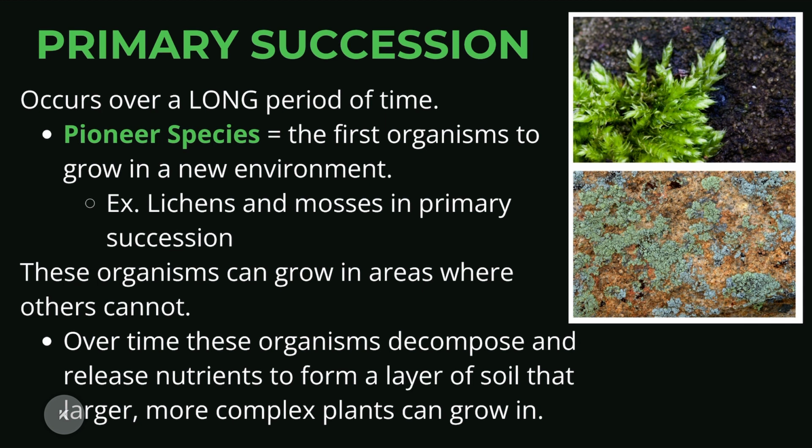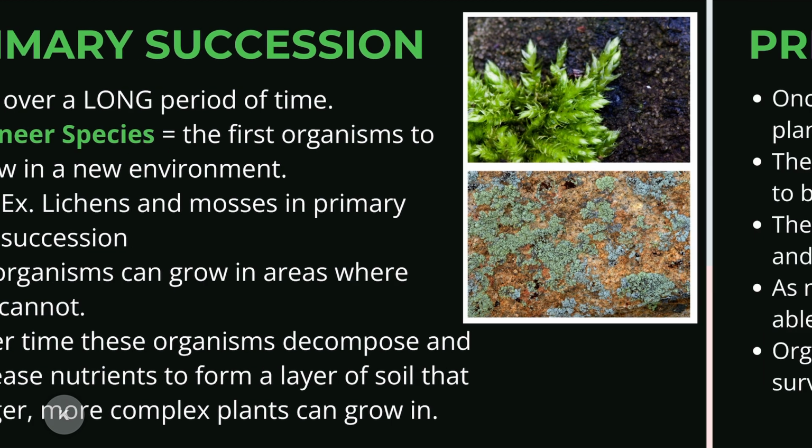Over time, the organisms are going to die and decompose, and they're going to release nutrients to form a layer of soil that's going to get larger and larger so that more complex plants can grow in it. But because these organisms are so small, lichens and mosses dying is going to take a long time to build up enough soil for other plants. So that's why it takes so long. It's because it's got to build up the soil.